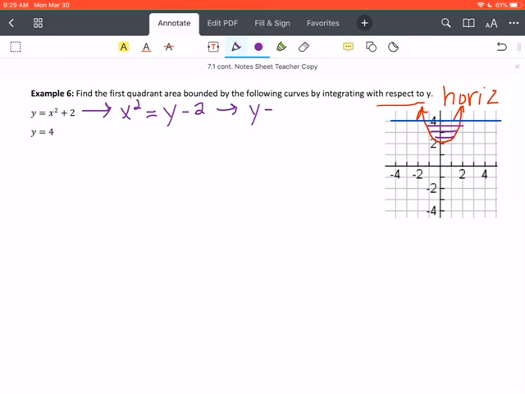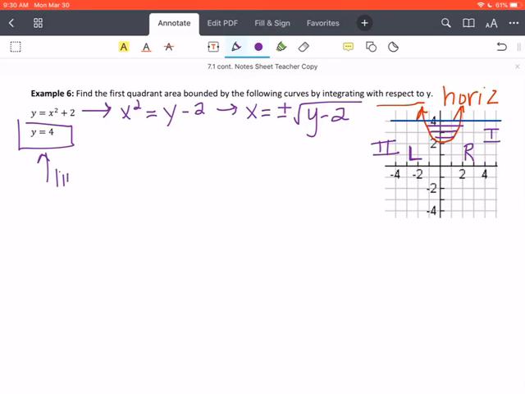So what do I end up getting? I end up getting two equations: x equals plus or minus the square root of y minus 2. The positive square root of y minus 2 is in the first quadrant, and the negative square root of y minus 2 is in the second quadrant. So I can call the first quadrant equation my right function, and the second quadrant equation my left function.